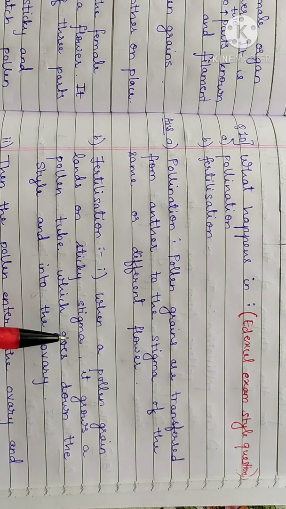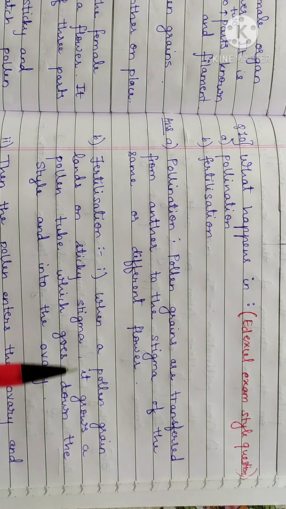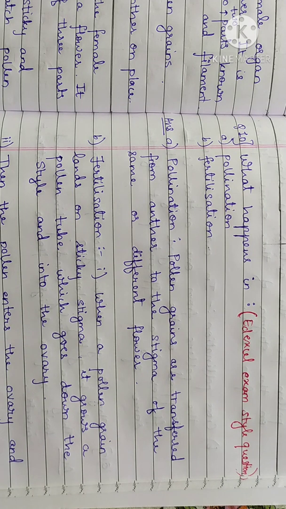As I told you, the stigma is a little sticky, so the pollen grains get stuck to it. The pollen grain lands on the sticky stigma. It grows a pollen tube which goes down the style and into the ovary.